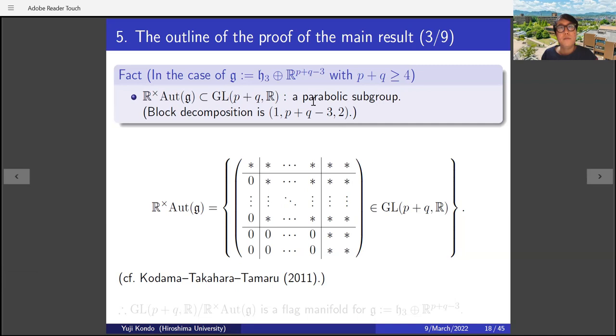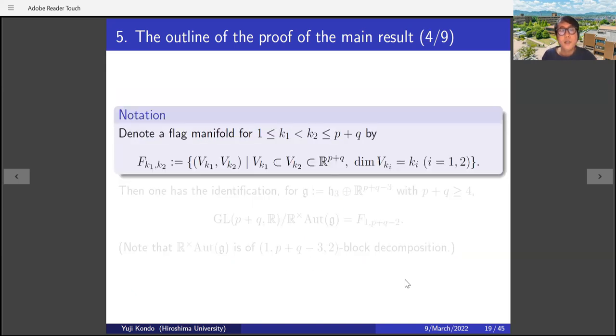In the case of this Lie algebra, actually R cross of G is a parabolic subgroup of GLP plus QR, and its matrix expression is given like this. So by this matrix expression, we have that GLP plus QR over R cross of G is a flag manifold for this Lie algebra. So in the following arguments, we are going to consider a flag manifold.